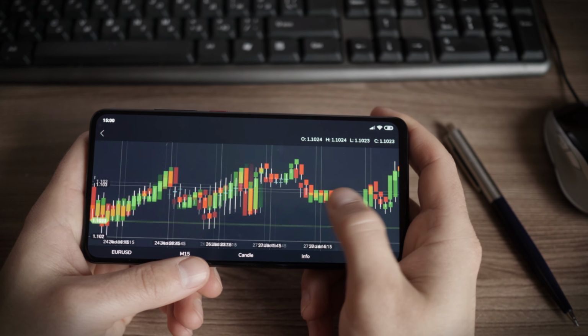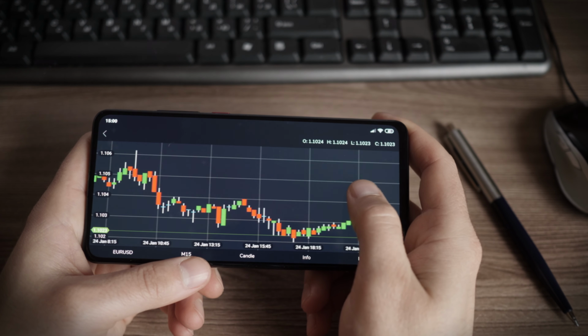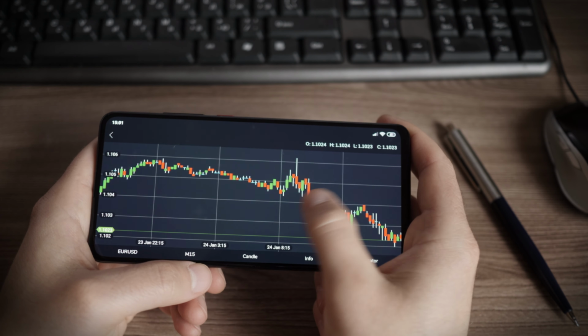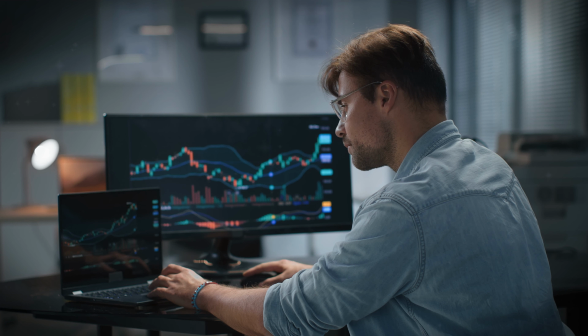Plus, I'll share a strategy that's so powerful you can use it on any time frame, whether you're trading for 5 minutes or 4 hours. Stay tuned to turn this common tool into a profit-making weapon. Let's dive in.